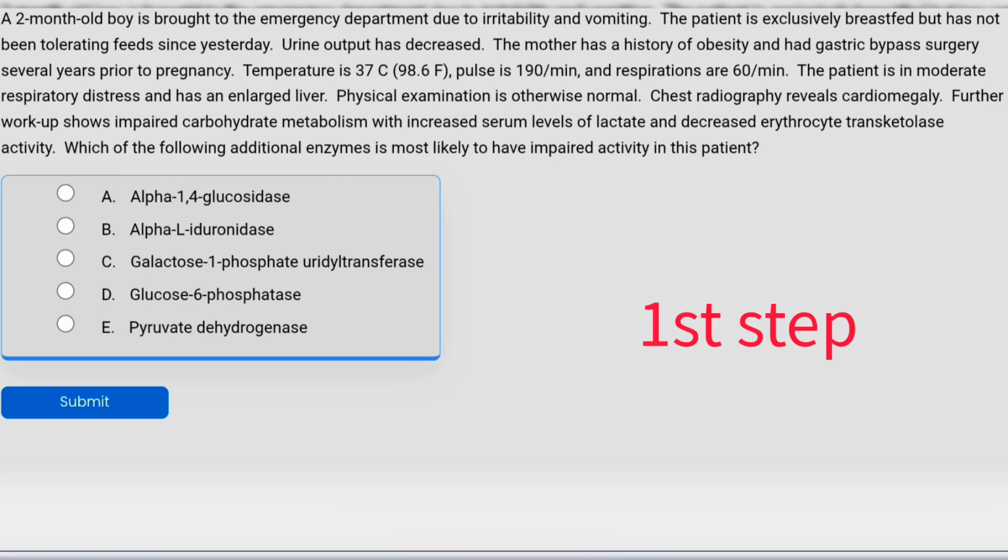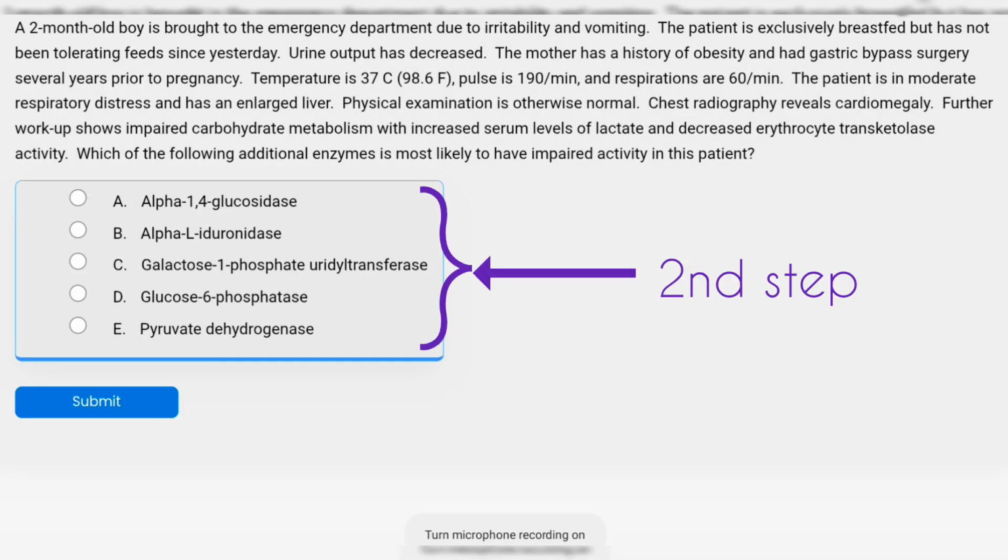So the first step was reading the last line. So I read it. Which of the following additional enzymes is most likely to have impaired activity in this patient? So now I understand that there is an enzyme with impaired activity. So I understand that I only have to focus on an enzyme which is impaired in activity. Second step is glancing at answer choices. I look at answer choices and I understood that it is a biochemistry question.